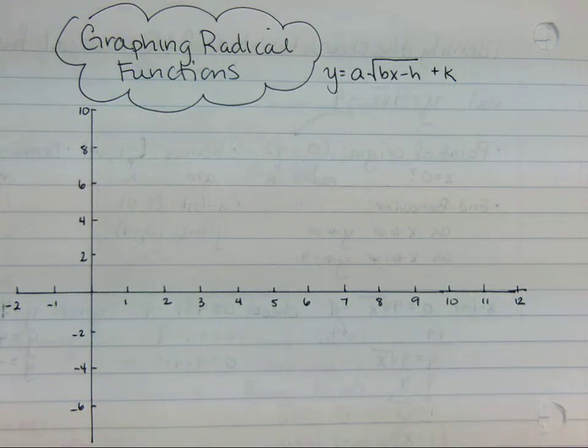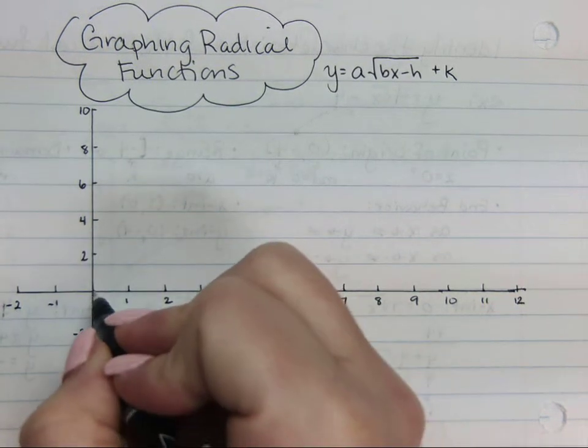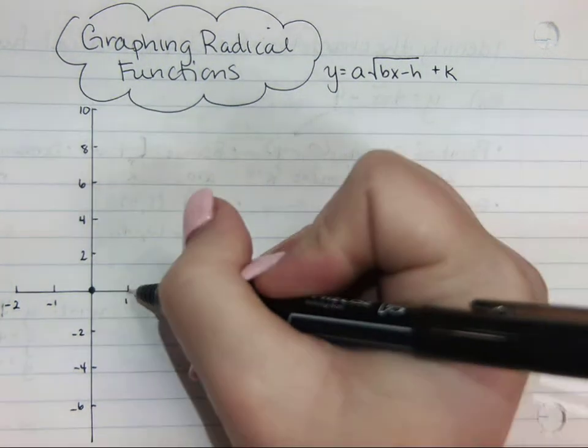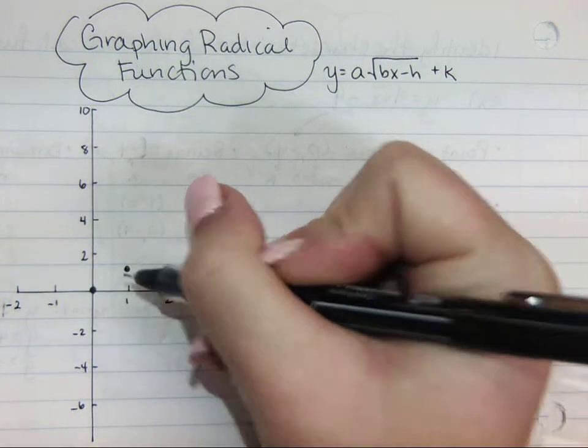Graphing radical functions is pretty straightforward if you can remember some of the other techniques we've used in the past. So we want to start off with just your basic parent graph, which starts here at 0, 0. And again, we want to think about taking the perfect squares that we have here and putting them underneath the radical. So the square root of 1 is 1.